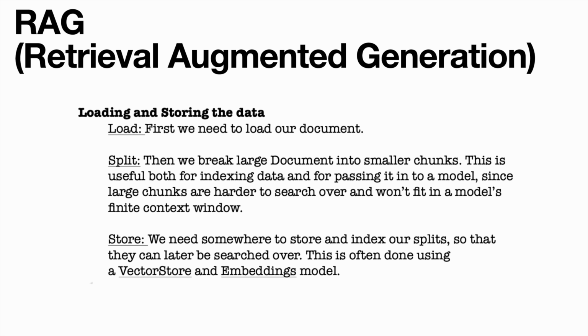After splitting, we need somewhere to store and index our splits, right? In the vector database we'll be storing the embeddings of these chunks. And we need to index the data so that we can easily search over these embeddings. That is where the vector database comes into the picture. So these are the three steps: load, split and store, for loading and storing the data.